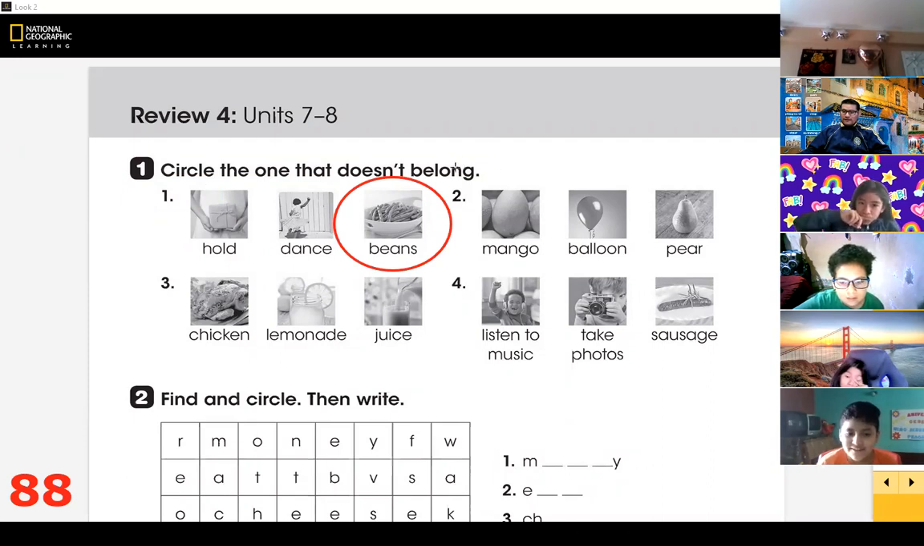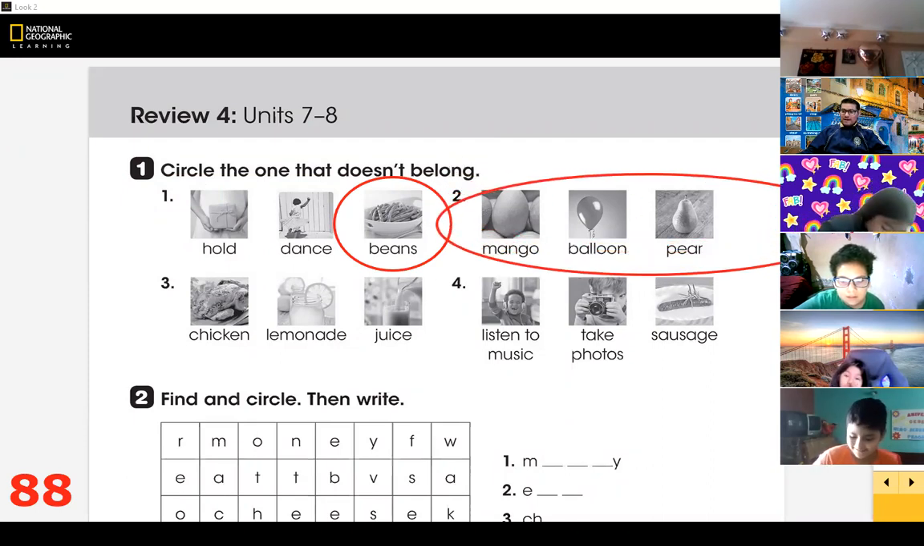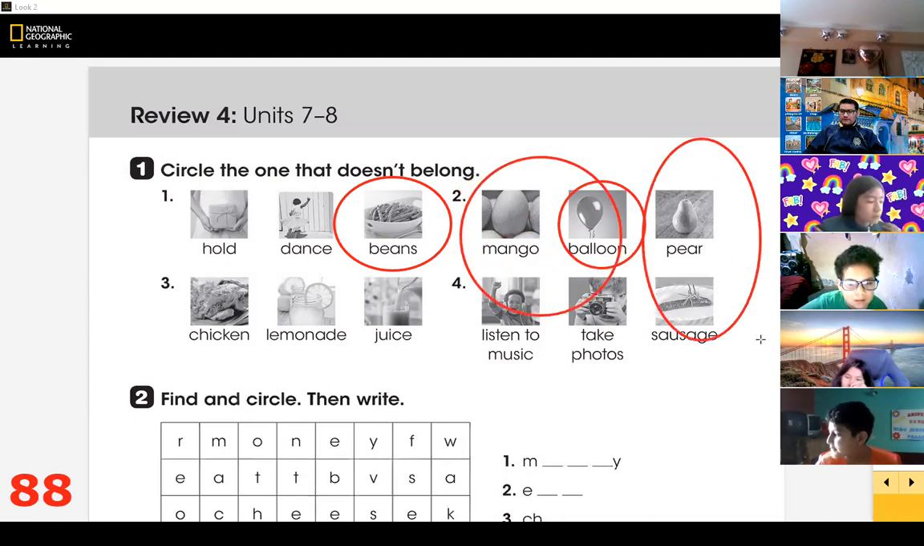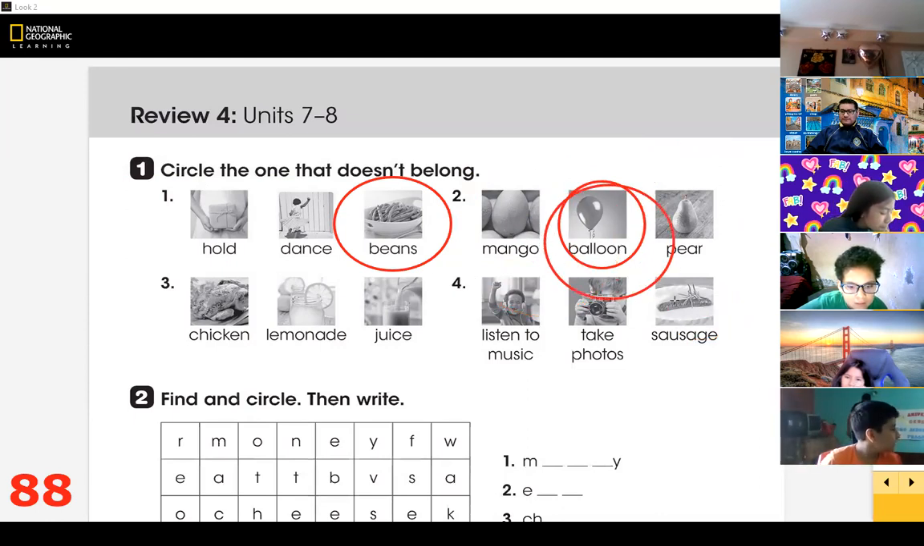What about number 2? Mango, balloon, pear. Balloon. Great. Balloon, right? You have here, mango is una fruit. Pear también es una fruit. Balloon is an object. Entonces, balloon doesn't belong. It's an object, right? What about number three?